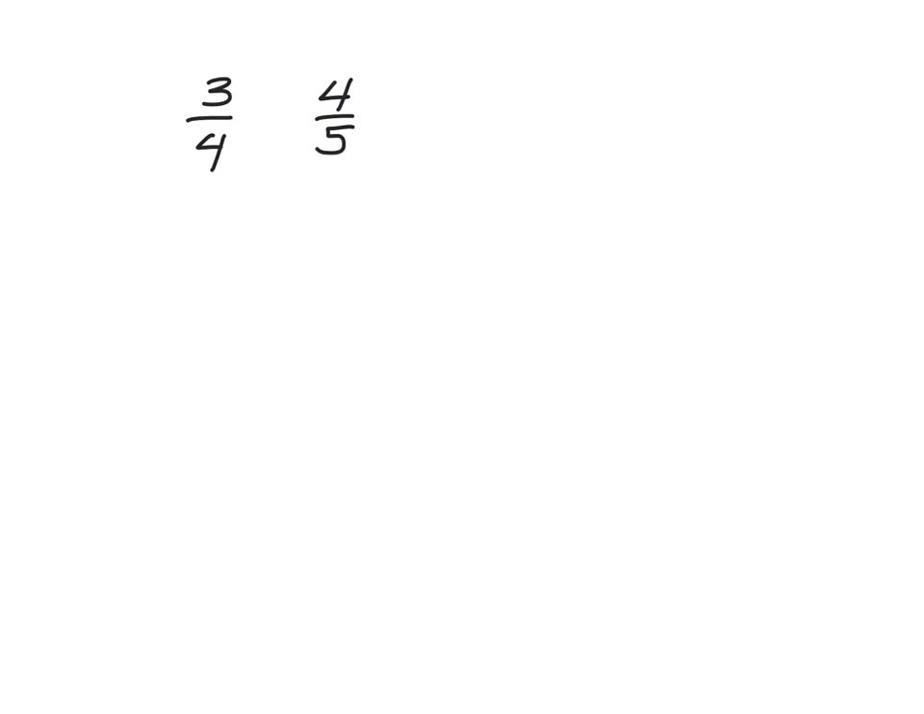Well, we can always compare fractions that are 1 unit fraction from one whole, because 3 is 1 less than 4, and 4 is 1 less than 5. So these fractions are 1 unit fraction away from one whole. So let's show that these fractions are 1 unit fraction from one whole.